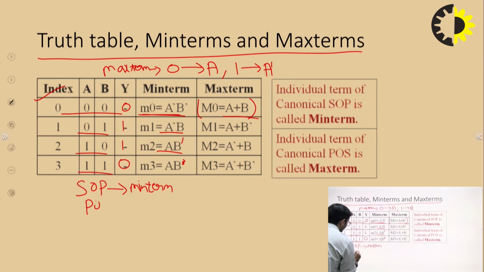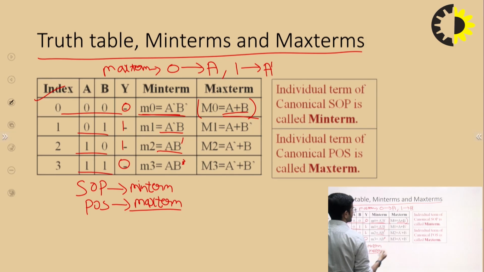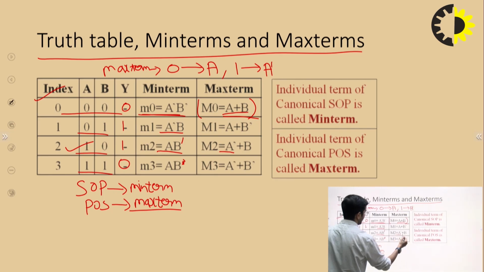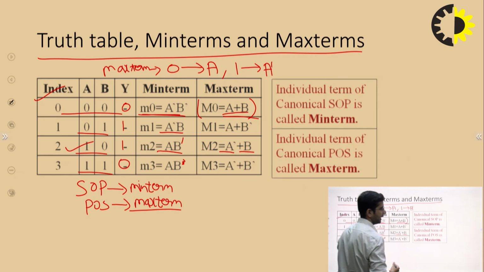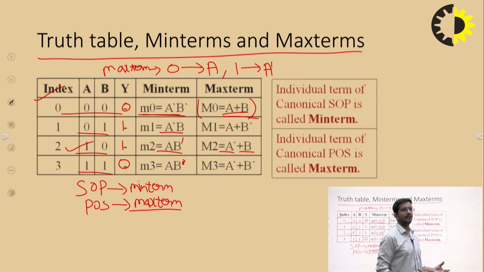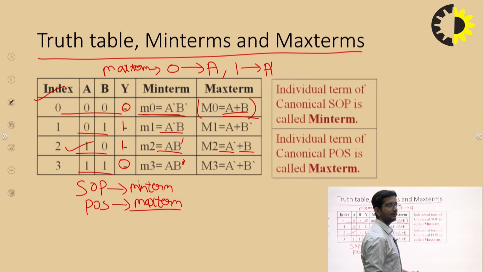Whereas max terms are in the form of POS. So that's why in max term we have to write in the form of POS, that is product of sum. So we have to add the bits. Whereas if we see 1, 0, 1, we have to write A bar, and 0 we have to write B only. So A bar plus B. So that's how we have to represent any function into min term and max term forms.